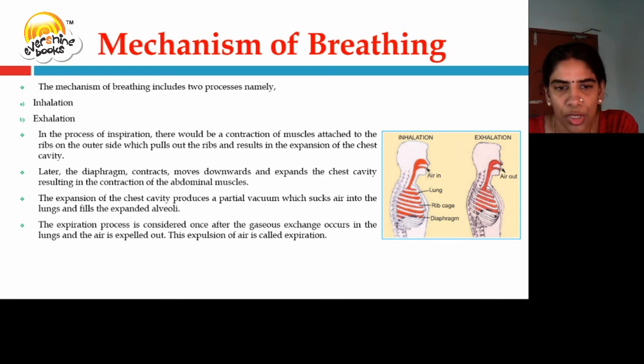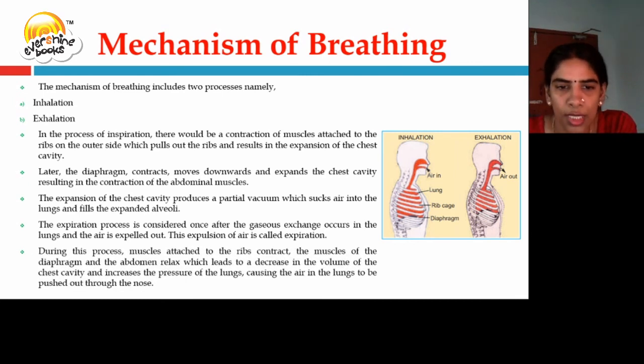During expiration, after the gaseous exchange has taken place in the lungs, the air is expelled out. This expulsion of air, that is carbon dioxide, we call expiration. During this process, muscles attached to the ribs contract and the muscles of the diaphragm and abdomen relax. This decreases the volume of the chest cavity and increases the pressure on the lungs. So, air in the lungs is pushed out through the nose.